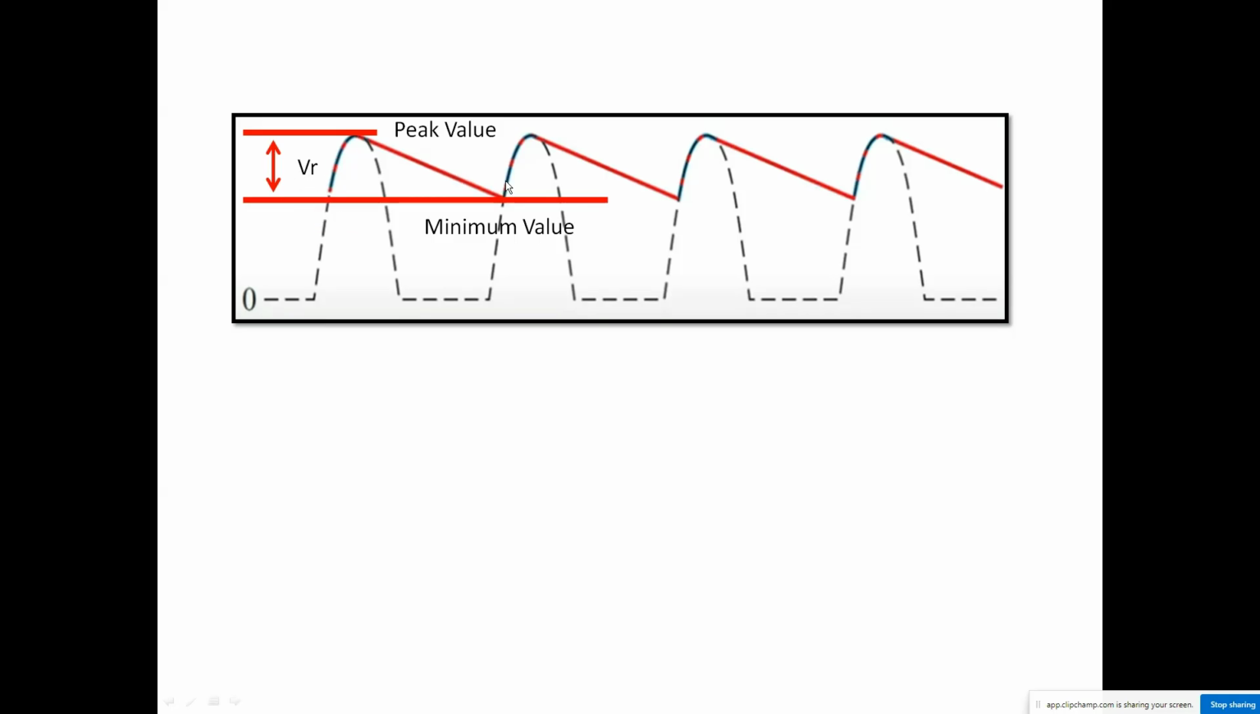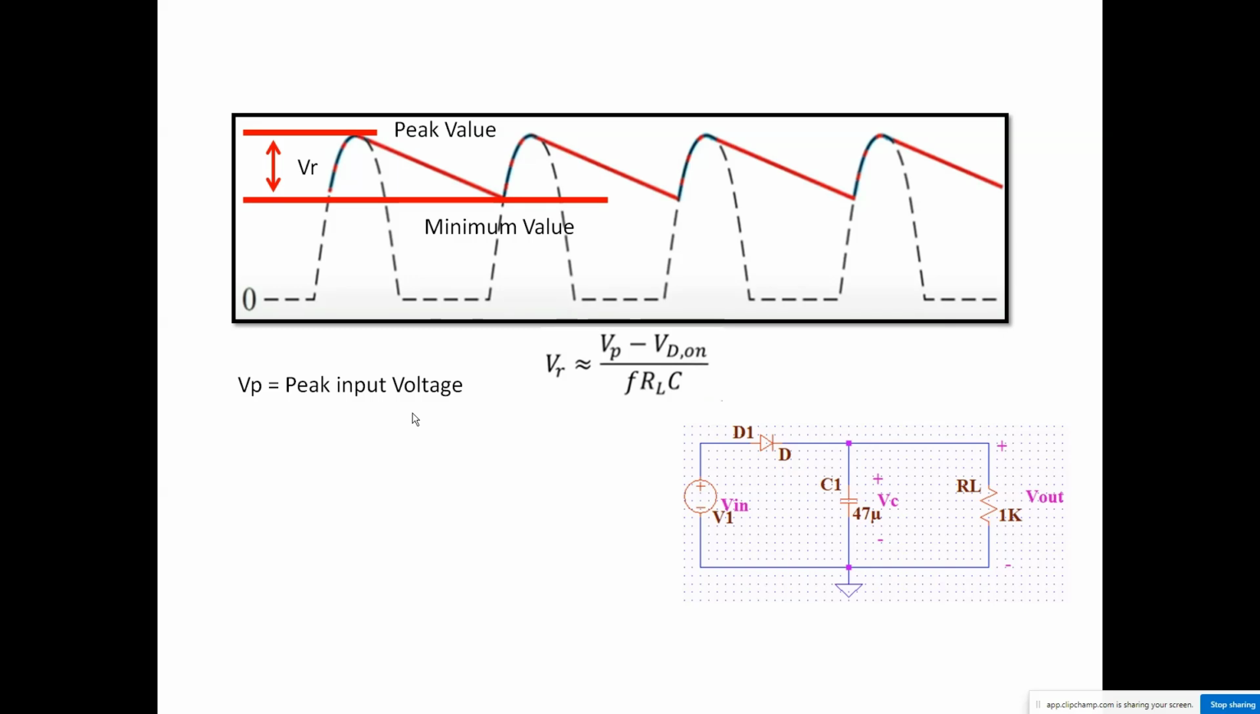If we consider this as the capacitor output, this is the peak value and this is the minimum value. The difference between the peak value and the minimum value is the ripple voltage. We can express the ripple voltage as VR is equal to Vp minus Vd on, divided by F into RL into C. Here Vp is the peak input voltage, Vd on is the voltage drop across the diode, F is the frequency, C is the capacitor value and RL is the load resistance.